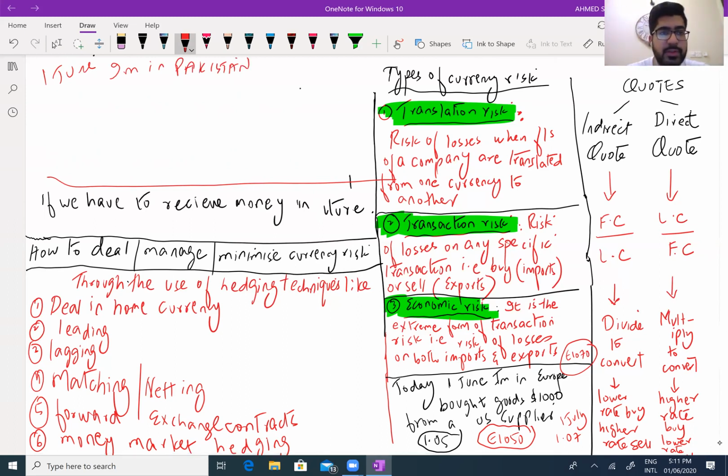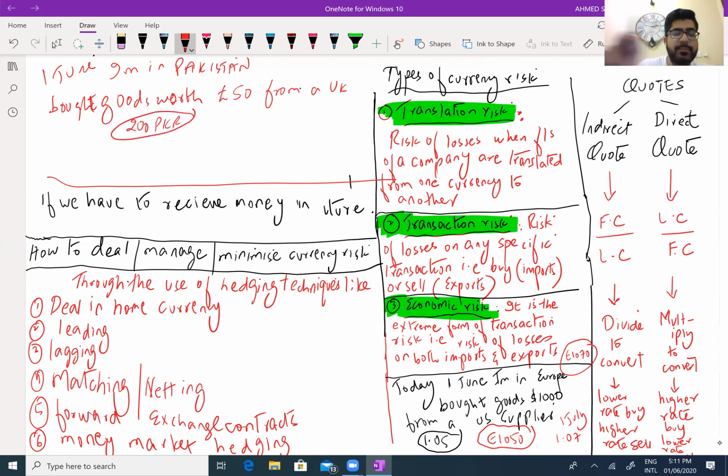Okay, today is 1st June. I'm in Pakistan. I bought goods worth 50 pounds from a UK supplier. On 1st June, I checked the rates. The pound rate was 200 Pakistani rupees. So I thought, okay, I have bought goods worth 50 pounds and the rate is 200 PKR. I have to pay him 10,000 PKR.